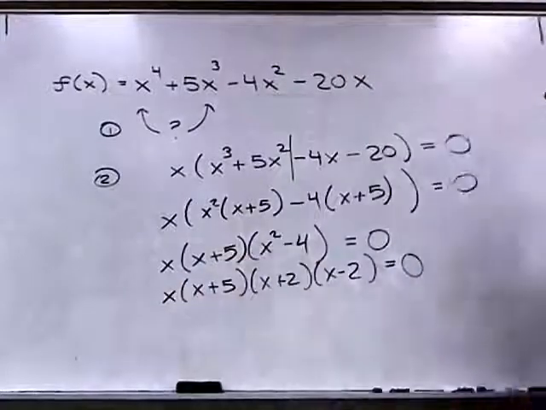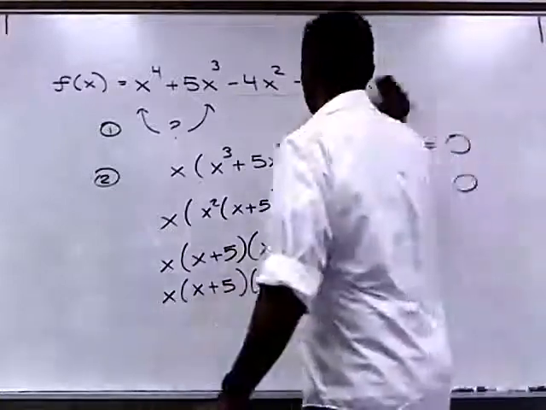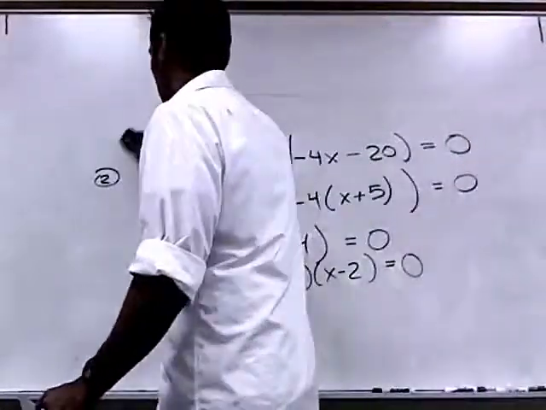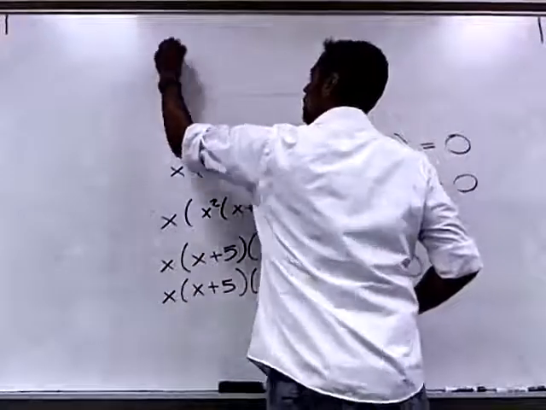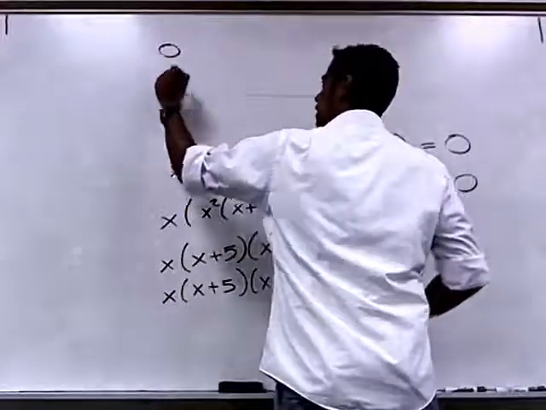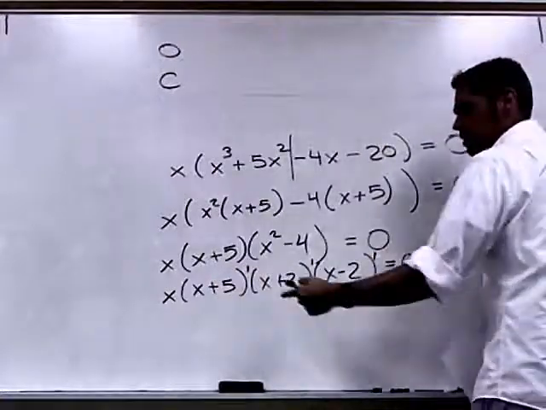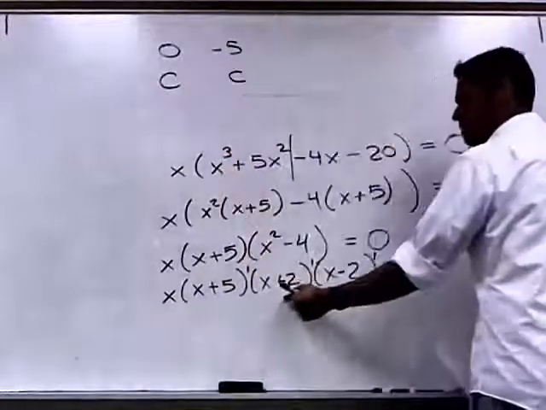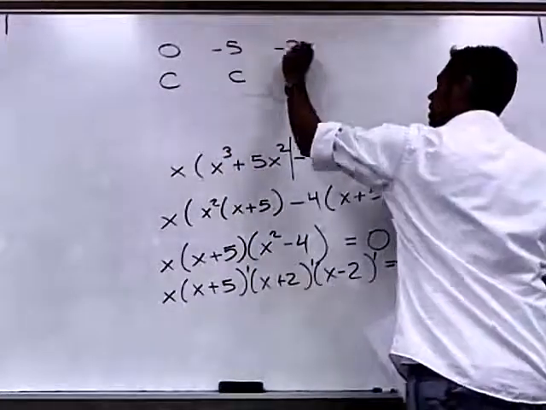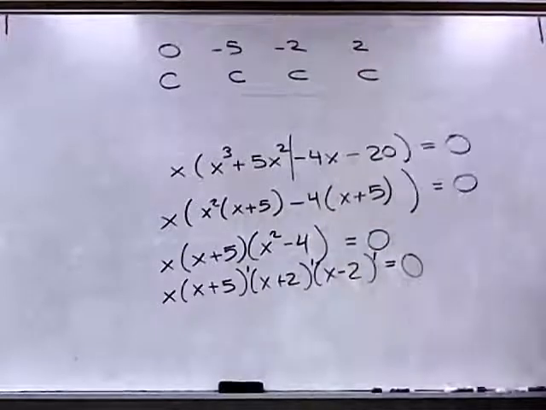Let's look at what these create for us. So this X right here creates a factor of what? Or an X-intercept of what? 0. Will I cross or bounce there? Cross. This one, all of them are cross, right? They're all first power. This one, negative 5. Cross. This one, negative 2. Cross. This one, positive 2. I cross. Crossing everywhere.